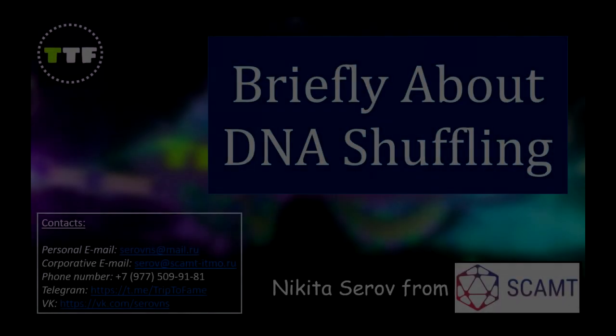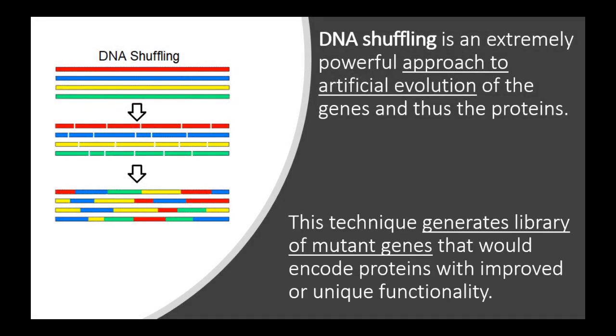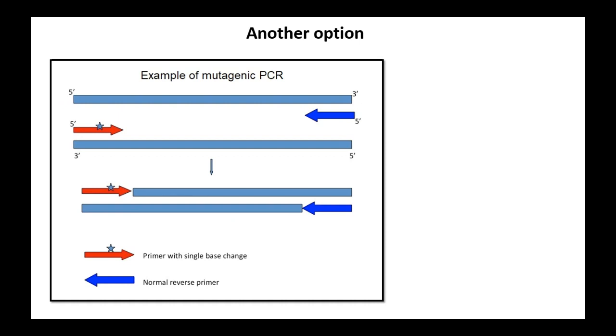DNA shuffling is an extremely powerful approach to artificial evolution of the genes and thus the proteins. This technique generates a library of mutant genes that will encode proteins with improved or unique functionality. DNA shuffling is often called in vitro recombination. Although several other ways of generating potentially beneficial mutations exist, like mutagenic PCR, DNA shuffling is much quicker and easier.